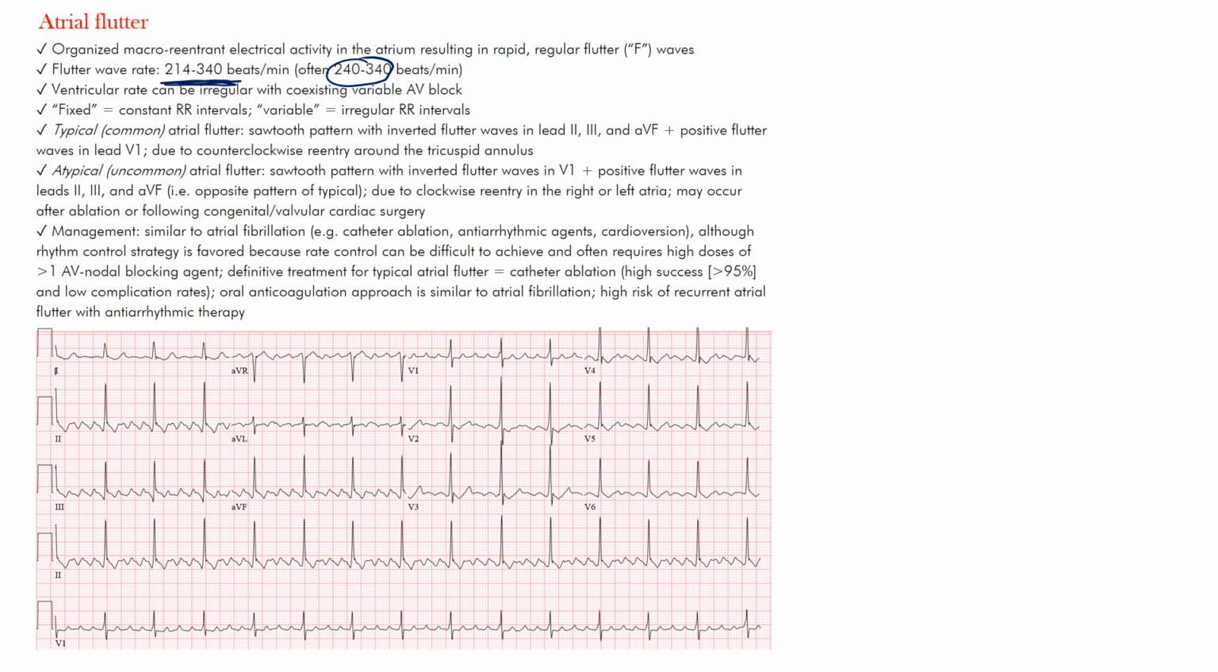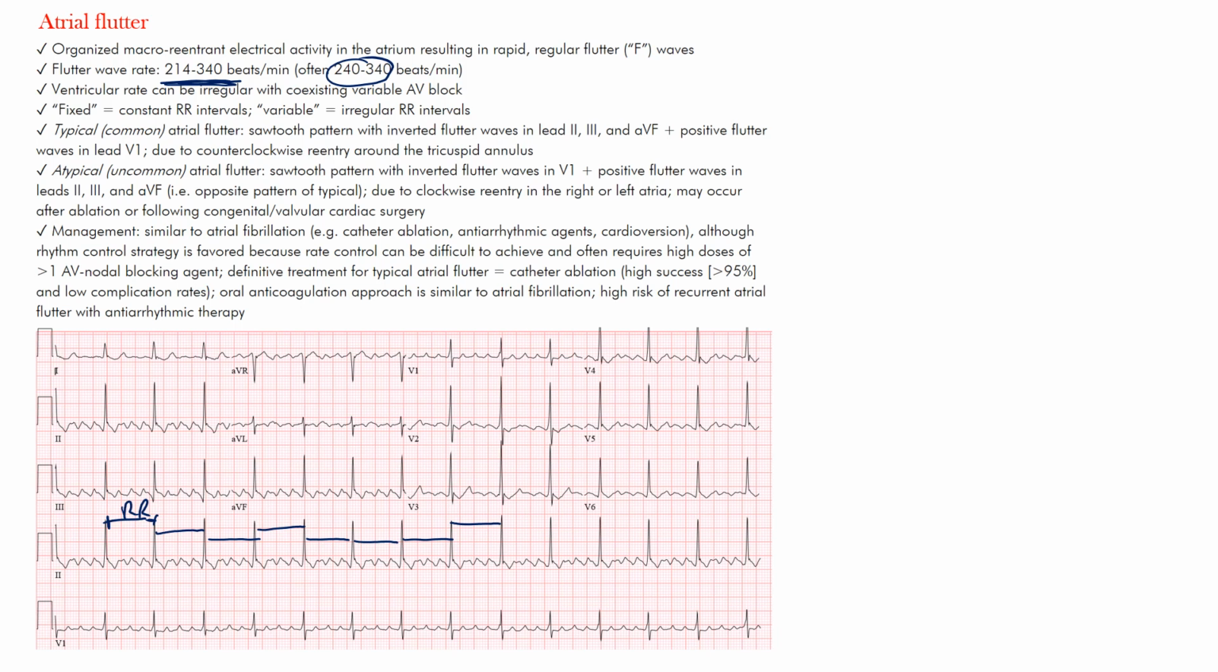So these are the numbers we use for our text to use, but it's often between 240 and 340 beats per minute. The ventricular rate can be irregular, okay, meaning that it can have a variable AV block, or it could be fixed, okay, and this fixed means that there's constant R to R intervals, and variable simply means there's irregular R to R intervals. So if you look at this EKG below, you find one R wave to the next, so this is an R to R interval, and the one that follows, and so forth. Notice that these are all the same in duration, okay? There's no irregularity to them, okay? And that's what we would call a fixed or constant R to R interval, okay? So these are all R to R, one R wave to the next.